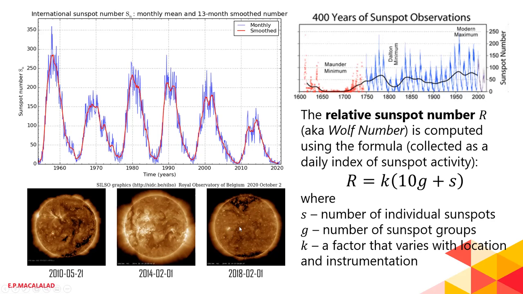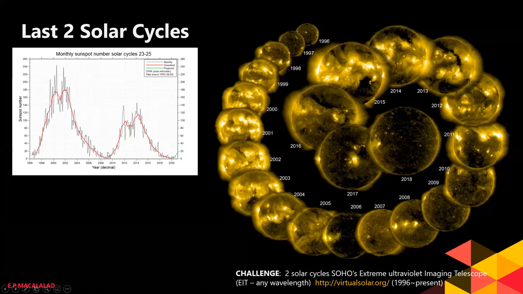You see less sunspots. Just to give you again an idea, these are pictures of the sun at different times for the past two solar cycles, from 1996 to 2018.